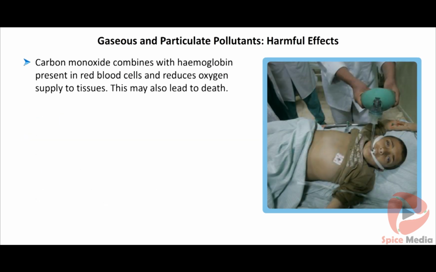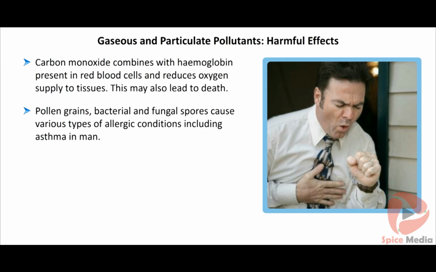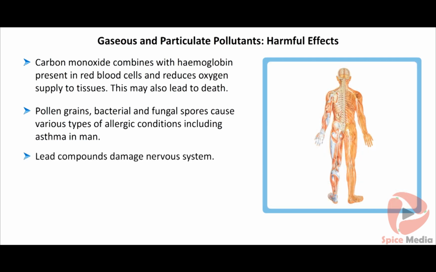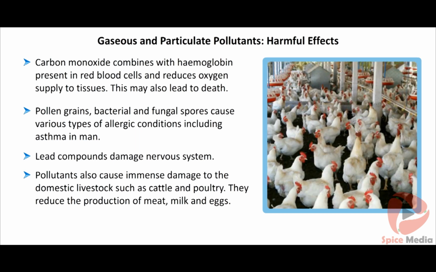Carbon monoxide combines with hemoglobin present in red blood cells and reduces oxygen supply to tissues. This may also lead to death. Pollen grains, bacterial and fungal spores cause various types of allergic conditions, including asthma in man. Lead compounds damage the nervous system. Pollutants also cause immense damage to domestic livestock, such as cattle and poultry. They reduce the production of meat, milk, and eggs.